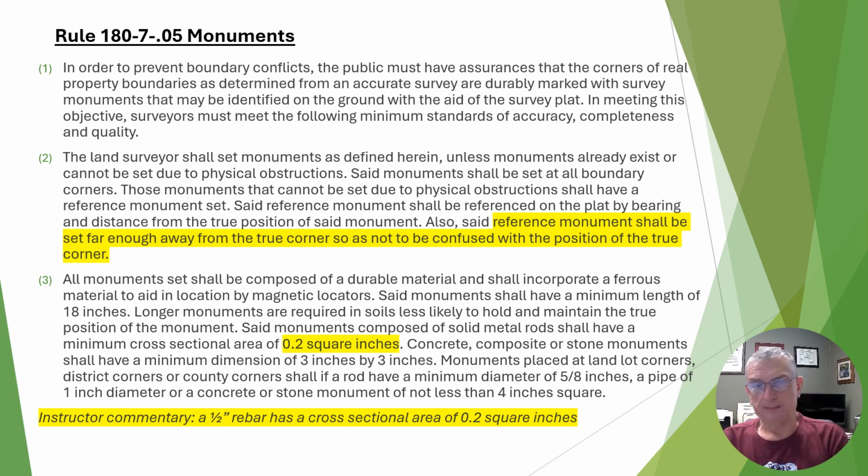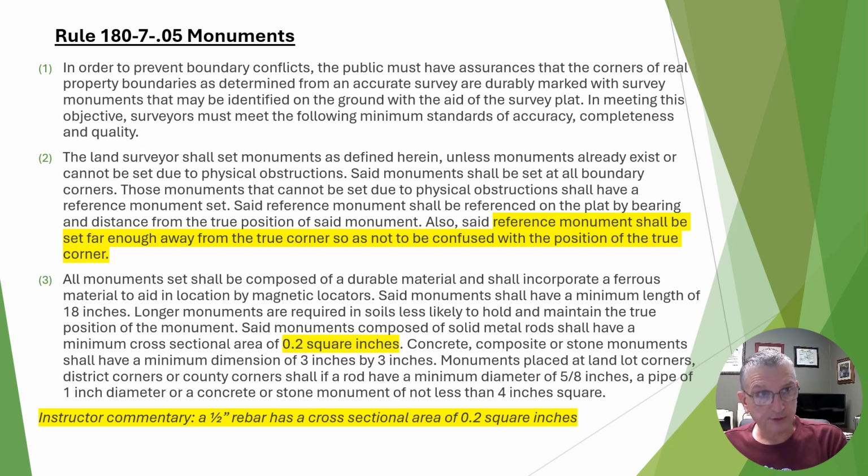For concrete, composite material, or stone monuments, they shall have a minimum dimension of 3 inches by 3 inches. Monuments placed at landlocked corners, district corners, or county corners shall, if a rod, have a minimum diameter of 5/8 inches, a pipe of 1 inch diameter, or a concrete or stone monument of not less than 4 inches square. So if it's a significant corner, we're supposed to set larger, more durable corners. So that's what we're supposed to set.